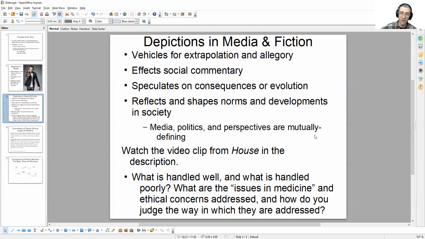Somebody wants to be allowed to die. What are some of the other issues that are actually undergirding that conversation? How do you judge the way in which they're addressed? And how do you judge the behavior and performance of the patient and the doctors that are caring for him?